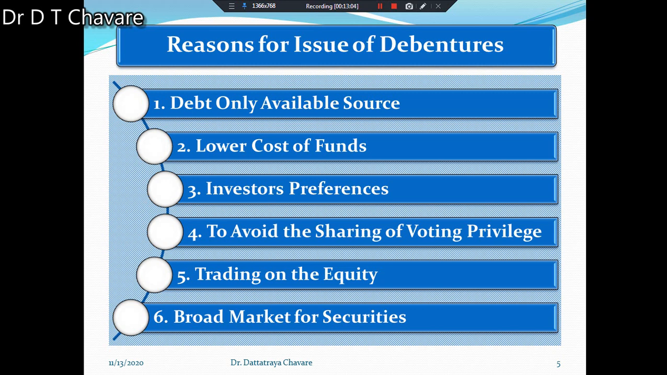How many reasons I have mentioned here? 6 reasons. First, debt only available source. Second, lower cost of the fund. Third, investors preferences. Fourth, to avoid the sharing of voting privilege. Fifth, trading on the equity. And the last, broad market for securities. These are the 6 reasons for issue of debentures. Try to understand. How many reasons are there? 6 reasons, and due to those reasons issue of the debentures is done.